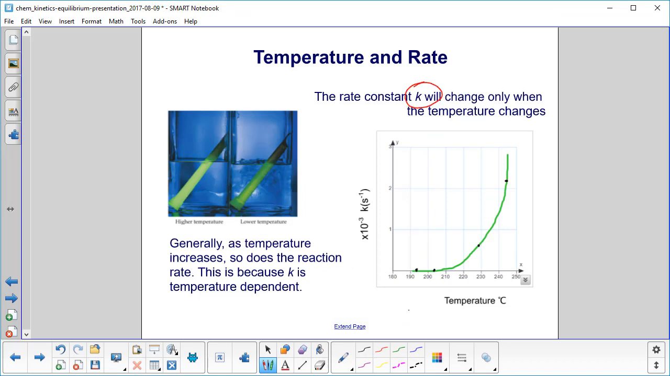So let's look at this graph here. You have temperature going in this direction, and here's the rate constant going in that direction. Right in the beginning, it doesn't change much. Then all of a sudden, when you get to a certain temperature, right around 200, it starts going up like that. Generally, as temperature increases, so does the reaction rate. That's because k is temperature dependent.